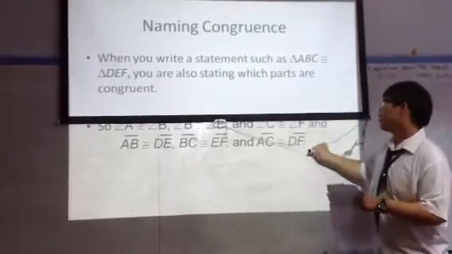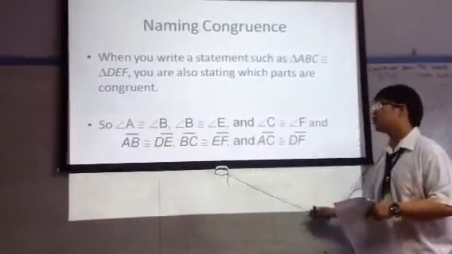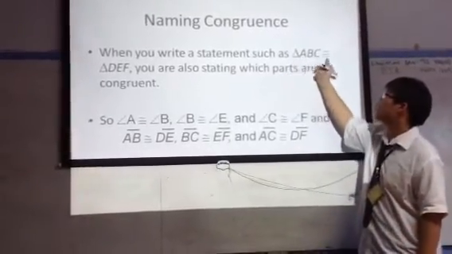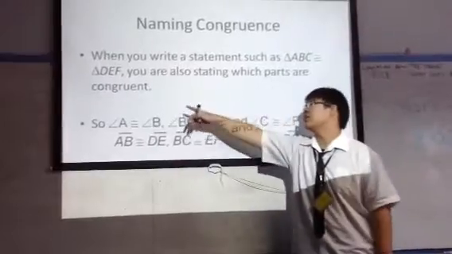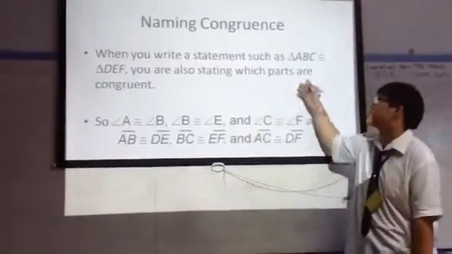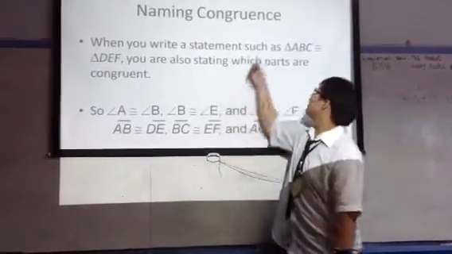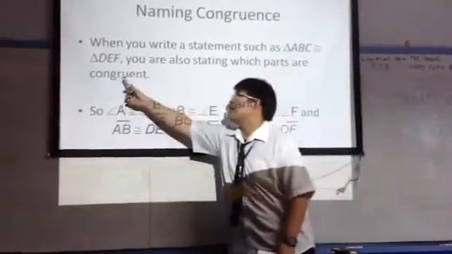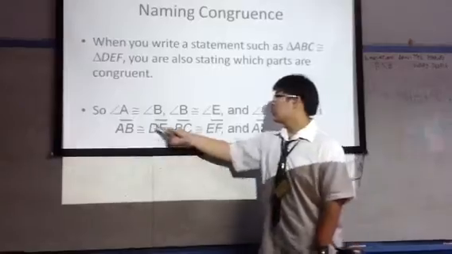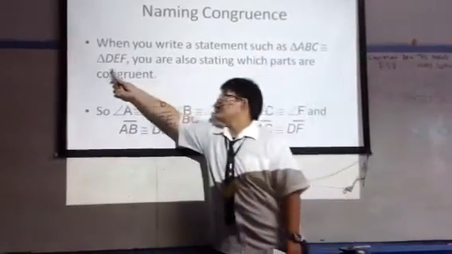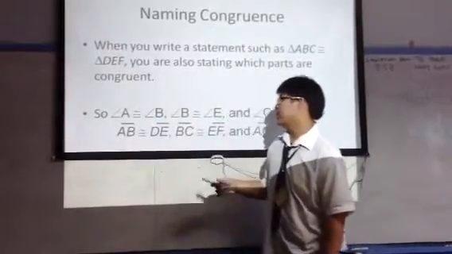Alright. Now in writing, it's very important that we get it correct. When you write a statement such as triangle ABC is congruent to triangle DEF, you're also stating which parts, the sides and the angles, are congruent. So look at it, ABC, DEF, they're in order, right? So angle A is in the first position. D is also in the first position.